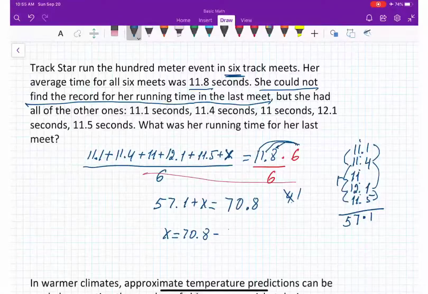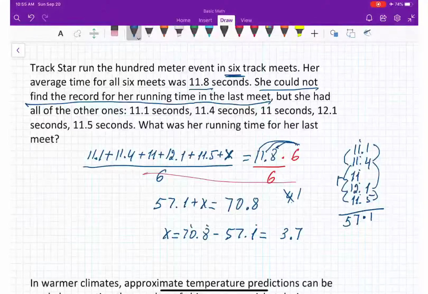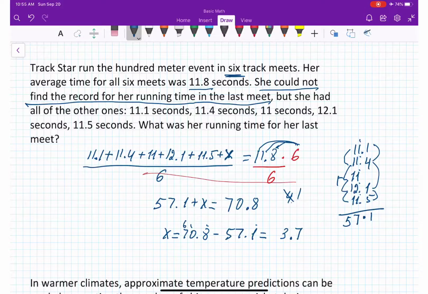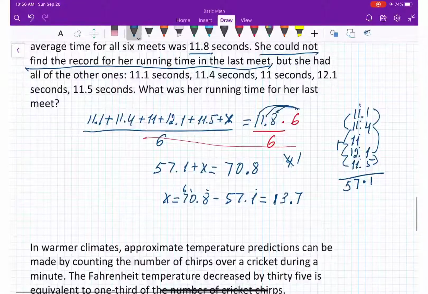70.8 minus 57.1. Okay, so 8 minus 1, it's going to be 7, decimal notation. 10 minus 7, it's going to be 3. Here we have left 6, right? 6 minus 5 is 1. So 13.7 seconds, that will be the last meet that she could not find the record.